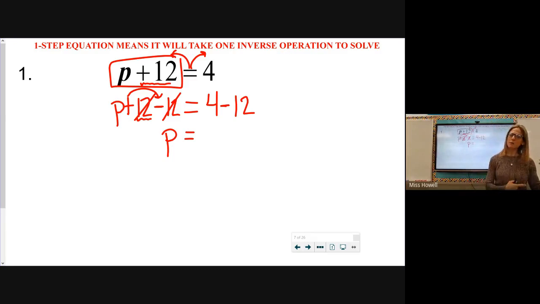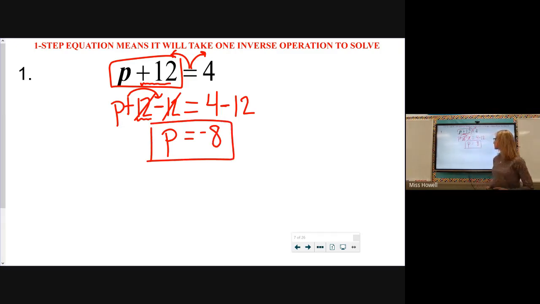On the other side, when we combine our like terms there of 4 minus 12, we'll get a value of negative 8, which is our final result here for p. P would have a value of negative 8. All right, let's try another.